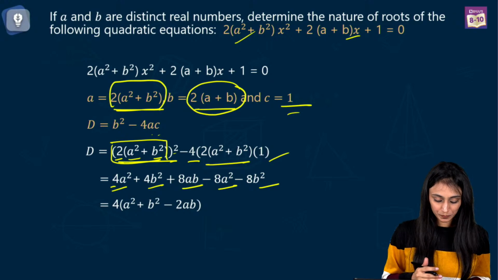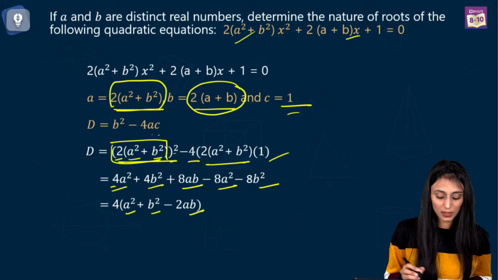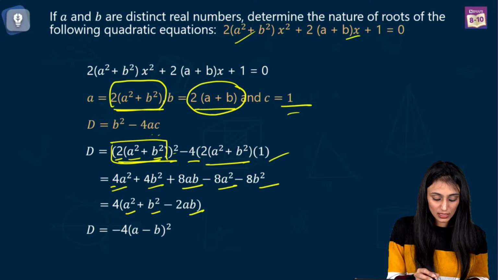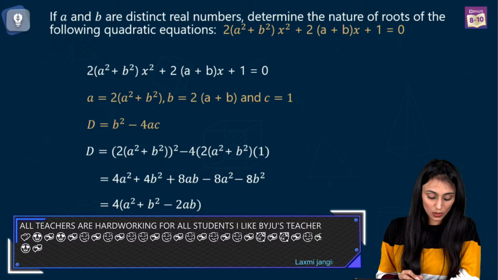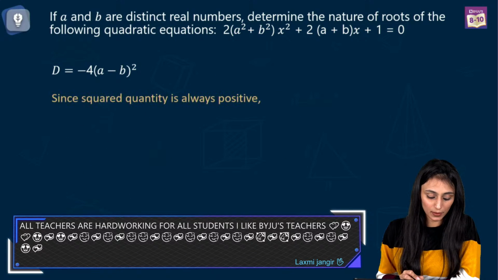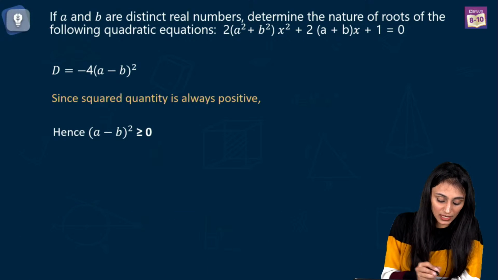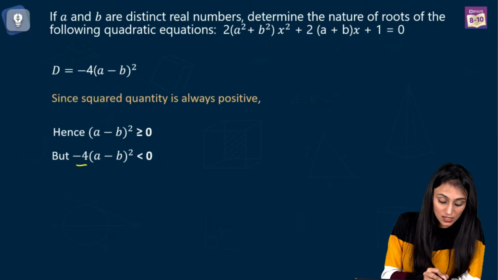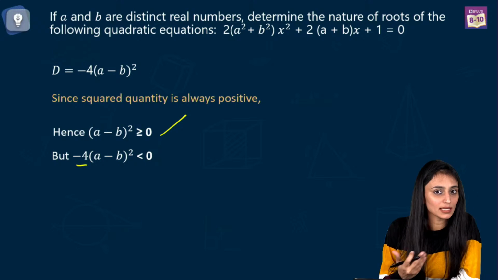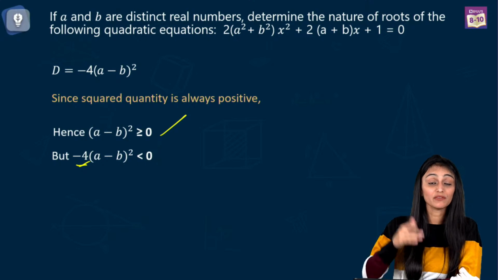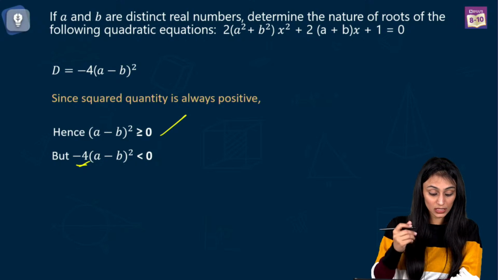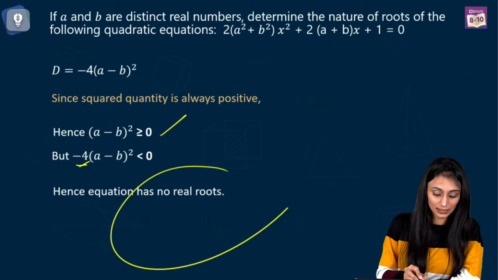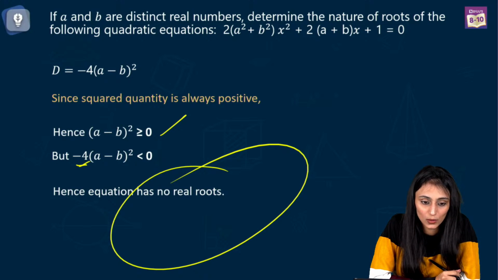I'll take 4 common now. So what we have, a square plus b square minus 2ab, which is nothing but a minus b whole square, right? And we have minus 4 over here. So what we notice here is that a minus b whole square will always be positive, right? Since it is a squared number. A squared number will always be positive or it can be 0. But since we have minus 4 over here, whatever value I get, once it is multiplied with the negative number, the answer would be negative only. So d would be less than 0 in that case. I would say that it has no real roots. Real roots are not possible.